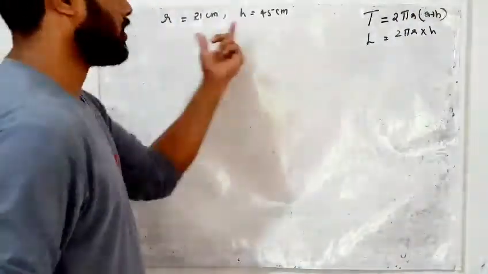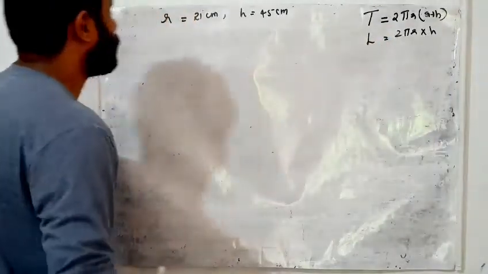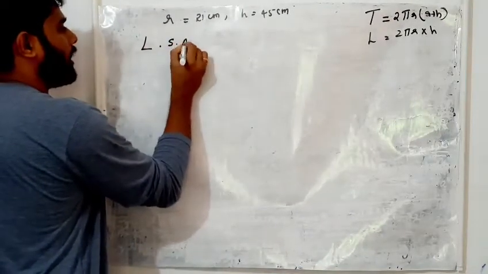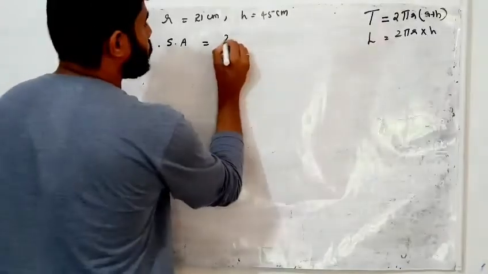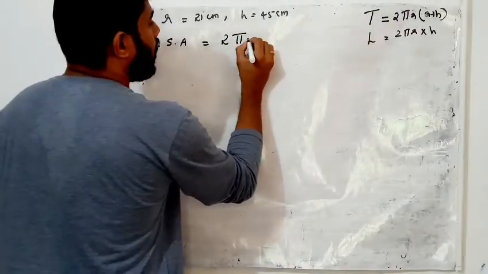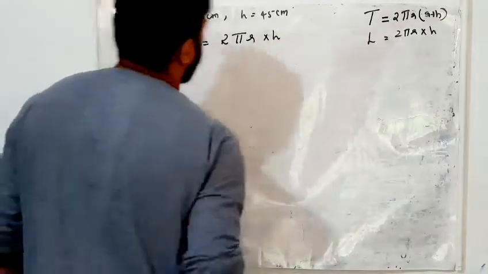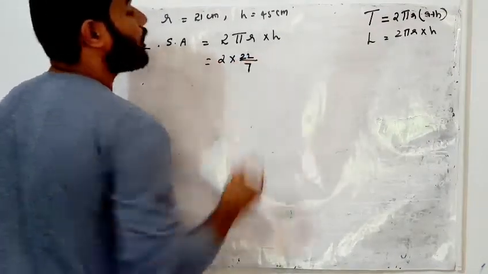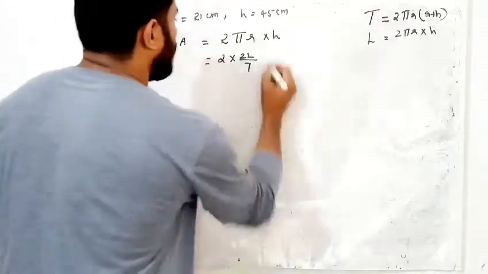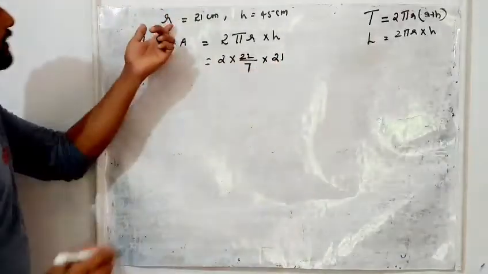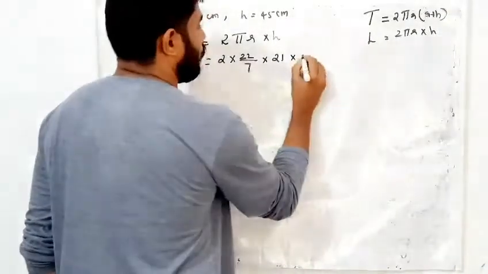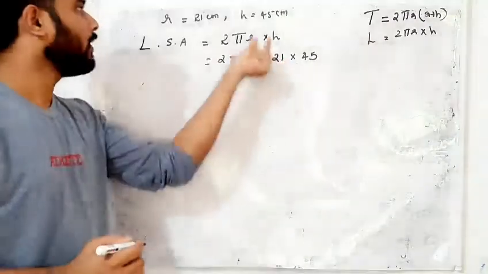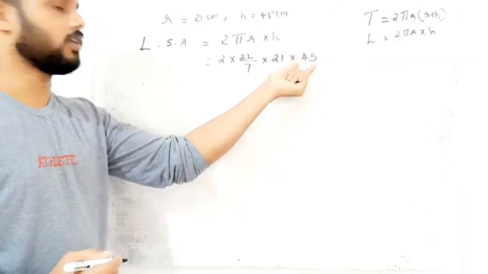Okay, so here the values are already given, so we can apply the values. First we can find out the lateral surface area. So the equation is 2 pi r into h. For pi we can take the value 22 by 7 or 3.14. Here we are choosing 22 by 7. The r value is 21, radius is already given as 21, into h, 45. Clear? We are giving the values. R value is 21, that's why we are writing it here, and h value is 45, the same value we already wrote here.